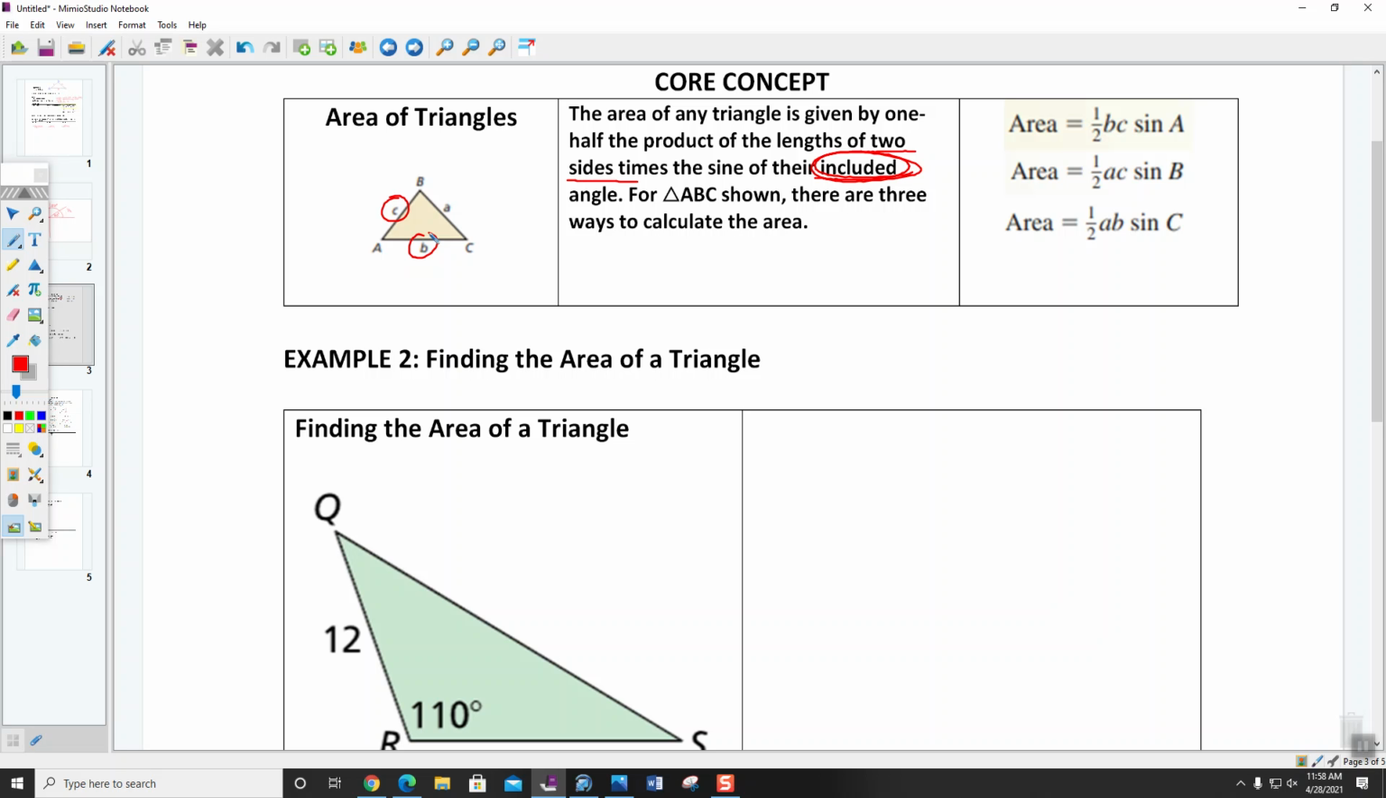So in other words, do you agree that b and c make up angle A right here? Could I have used b and c and say angle C over here? Does this side and this side make angle C? Okay, and then maybe a way to remember it is this.